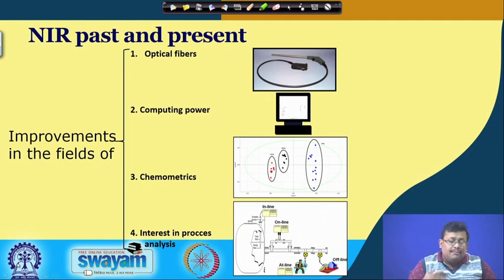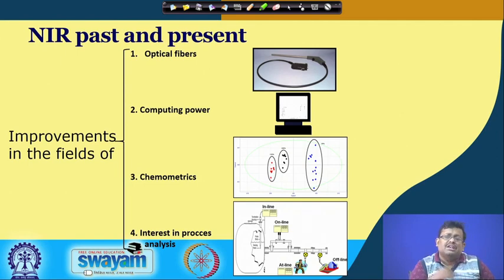However, due to the advancement in three to four different fronts, you can see there is an advancement in the optical fibers, there is an advancement in computing power, there is an advancement in chemometrics, there is an interest in process analysis. So, as a result of these advancements, nowadays we can use this NIR spectrometer for better management or better prediction or better analysis of any particular soil property.